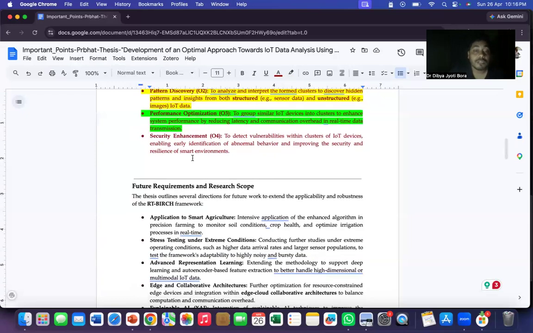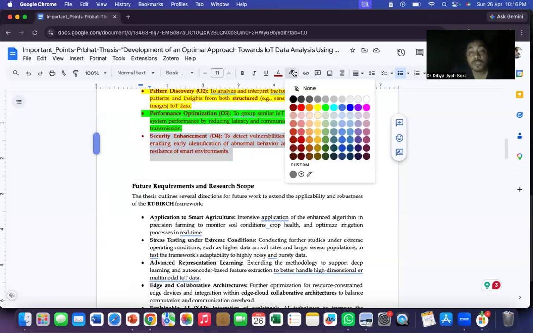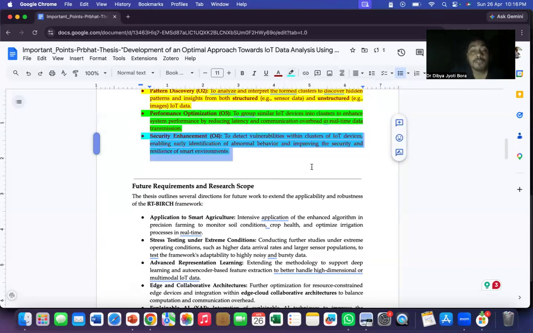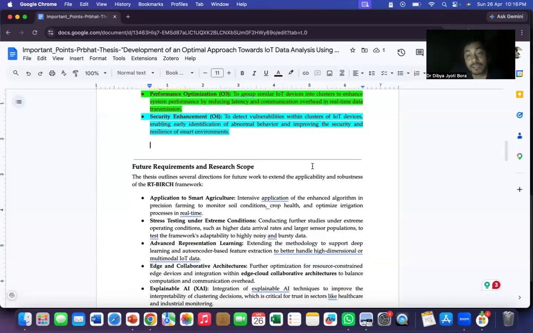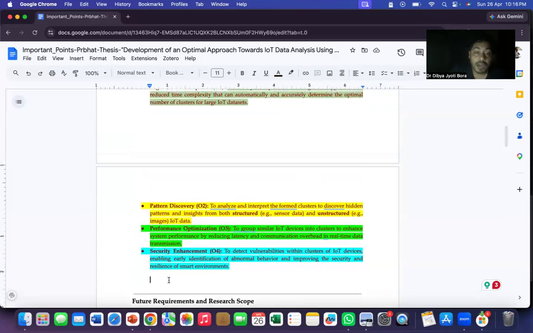And our fourth objective is the security enhancement, where we try to detect vulnerabilities within the clusters of the IoT devices, enabling early identification of abnormal behavior and improving the security and resilience of smart environments. So these are our objectives.